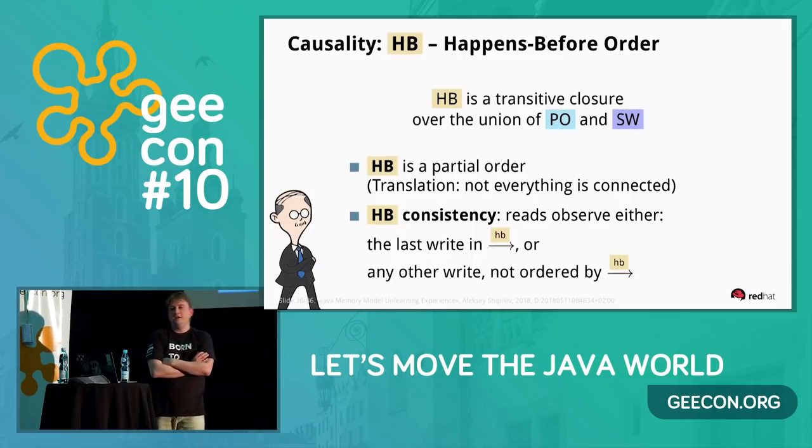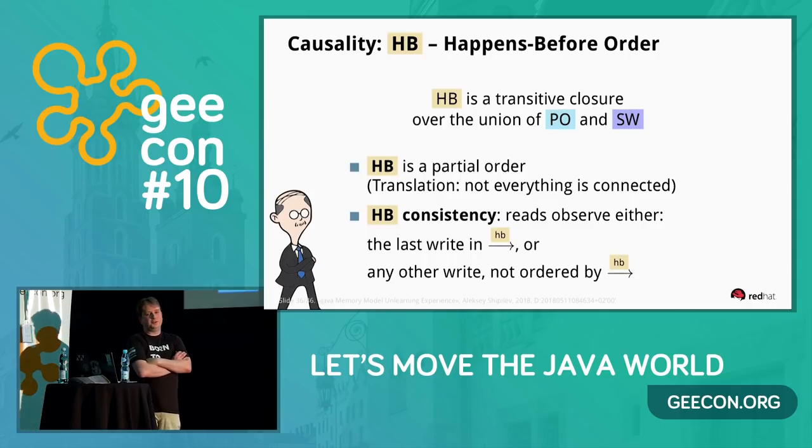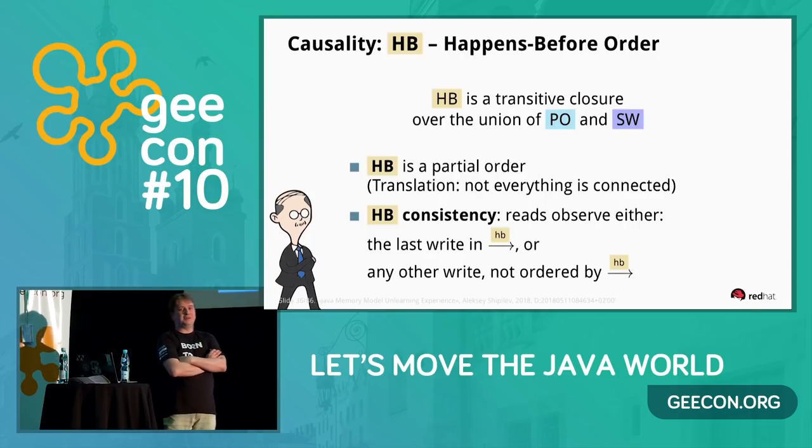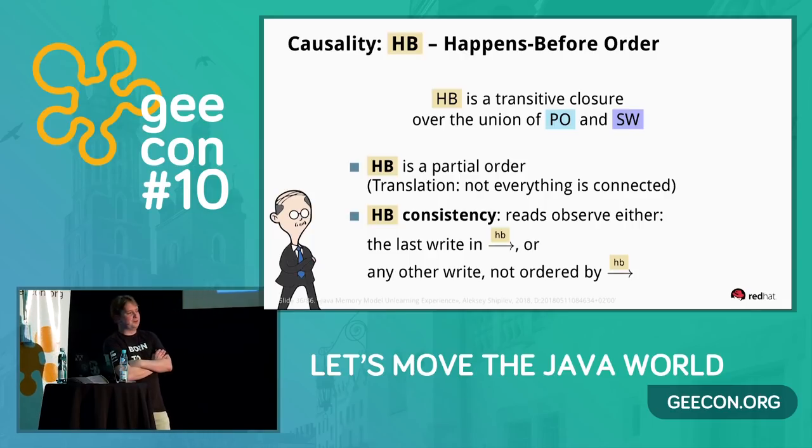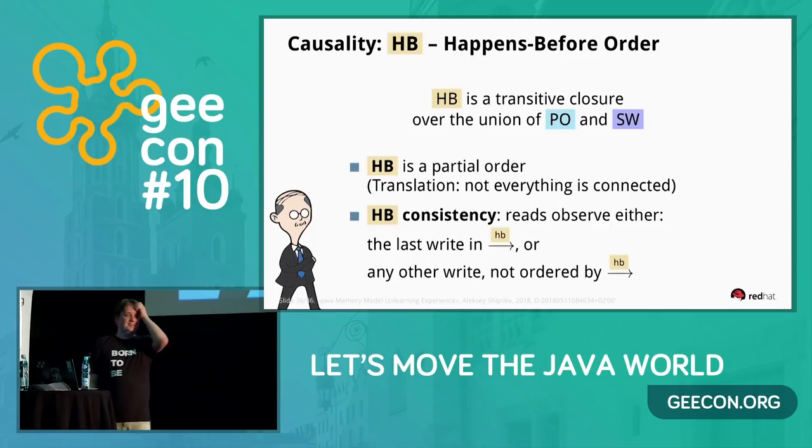Happens-before is defined as the transitive closure over the union of program order and synchronizes-with order. And this is the really academic explanation. The more down-to-the-ground explanation is that program order gives you the relation within the threads, synchronizes-with gives you the bridge between the threads over the special actions, and so happens-before gives you the effects between the threads. Happens-before comes with an important consistency rule, which affects values.